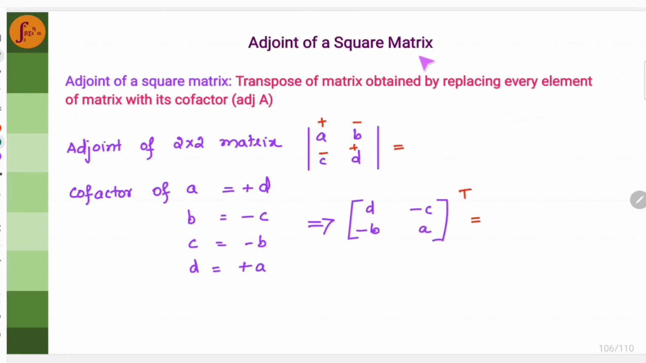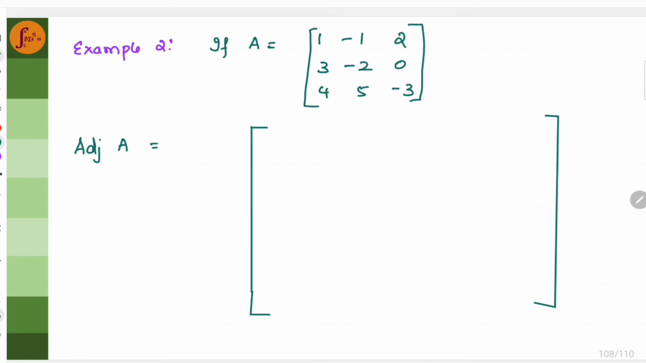Now, what is the adjoint of a square matrix? Say you have a matrix. You fill that matrix with all the cofactors and then take a transpose of it. That becomes the adjoint. So the adjoint of matrix A is denoted as ADJ and the matrix name. This is how you represent adjoint.